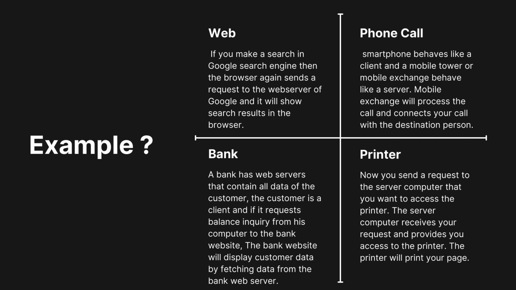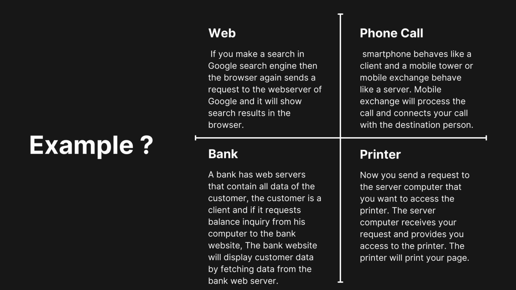If you make a search in the Google search engine, then the browser sends a request to the web server of Google and it will show search results in the browser. The next is phone call. Smartphone behaves like a client and a mobile tower or mobile exchange behaves like a server. Mobile exchange will process the call and connect your call with the destination person.